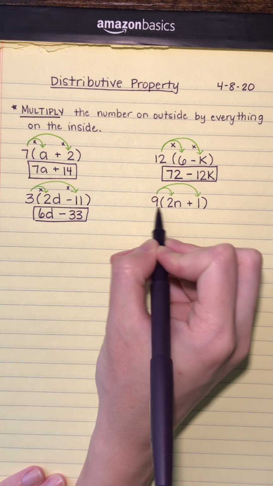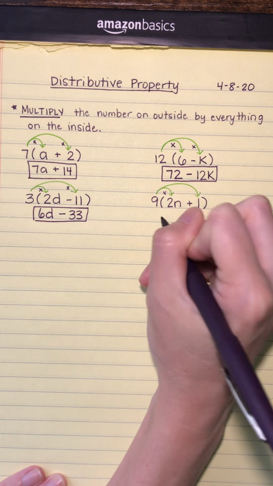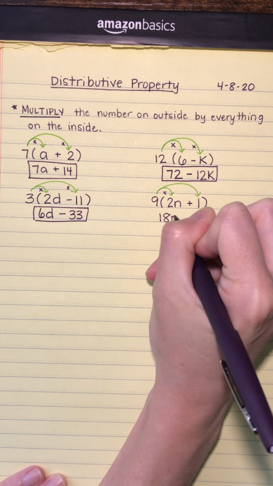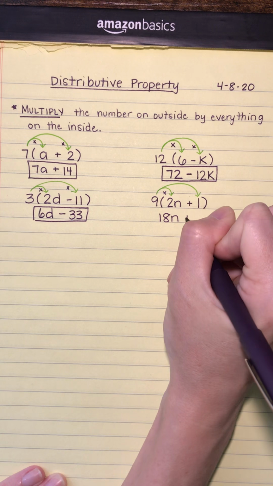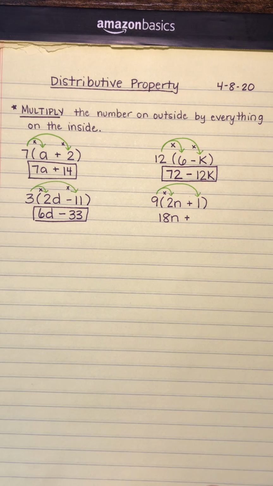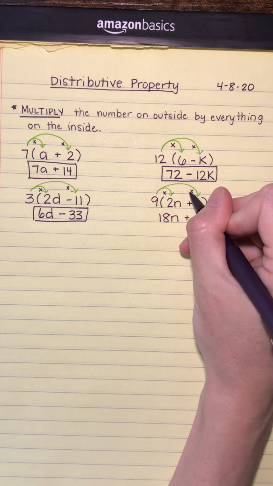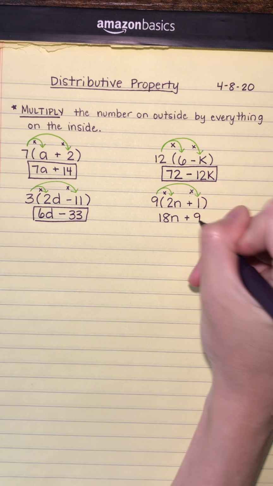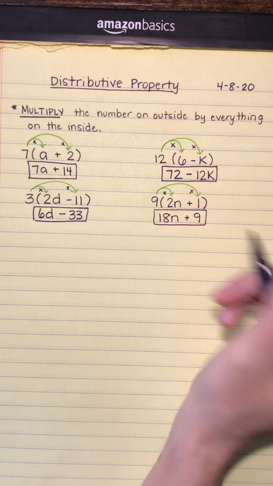Okay, so now I'm going to do the 9 times the 2N. And 9 times 2 makes 18. And the N just stays with it. Bring my plus sign down. Ooh, that was awful. I always talk to you guys about sophisticated math language. I bring my addition sign down. And then I'm going to do 9 times 1. 9 times 1 makes 9. And this is my final answer.